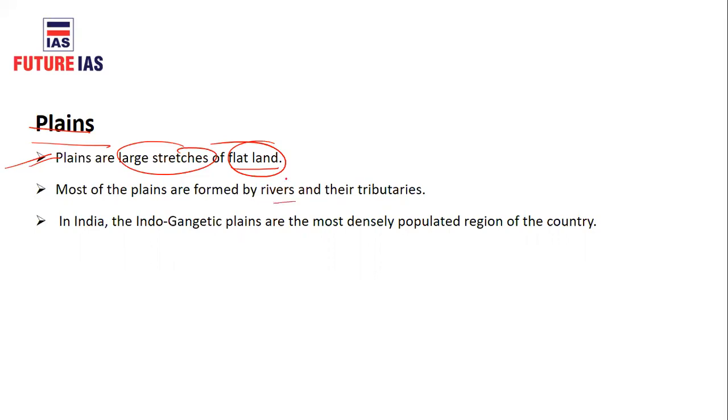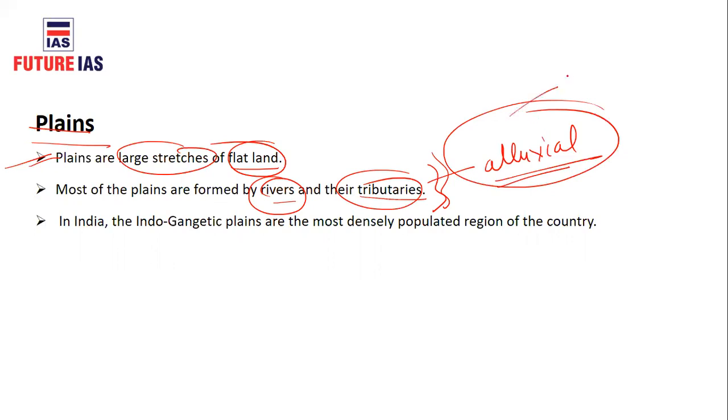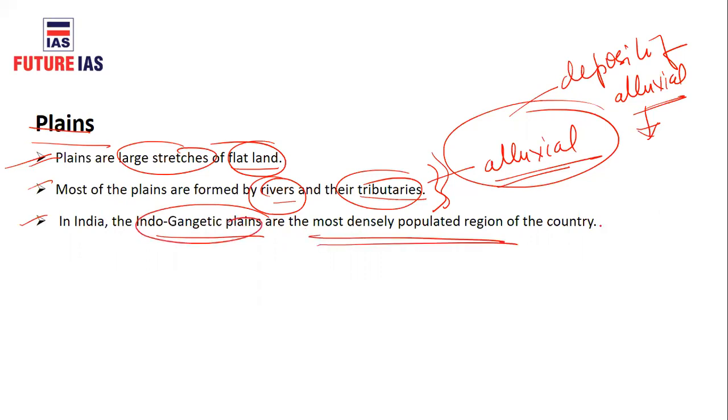Okay, most of the plains are formed by the rivers and their tributaries. So they are called basically alluvial plains. Alluvial ka matlab hota hai the plains which are formed by the deposition of the alluvial, which is nothing but the deposits of the rivers, which when they come down on the planar areas, basically shed their sediments in the form of alluvial, and these sediments are over a period of time deposited in a larger area and have converted into the planar areas. The Indo-Gangetic plains, the most densely populated region of the country, are one such example of the plains found in our country, India.